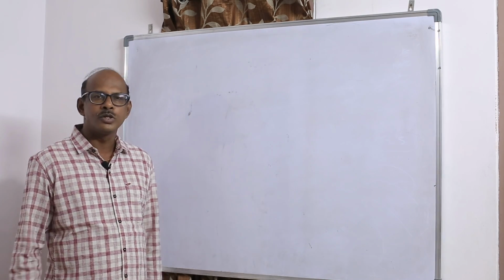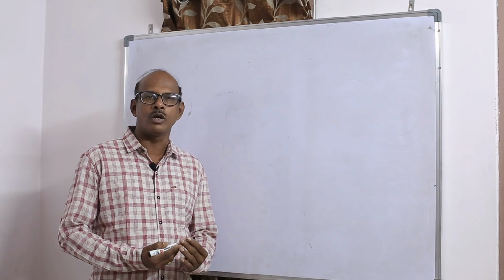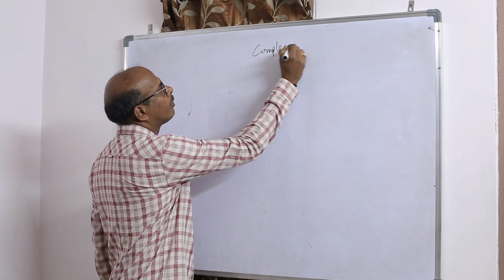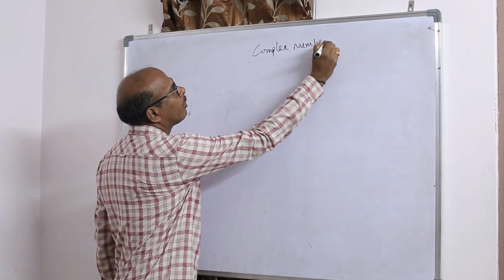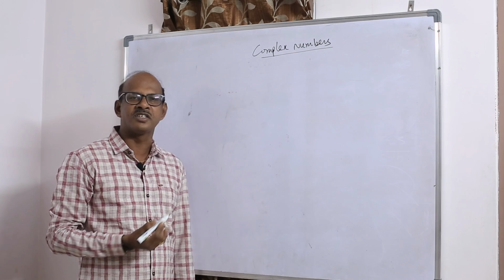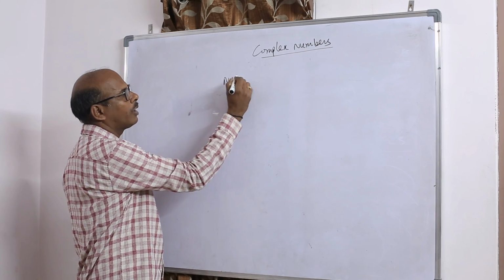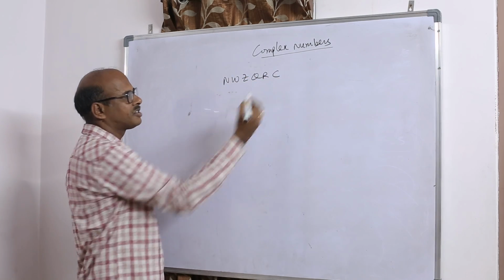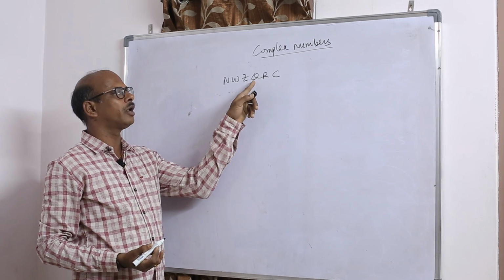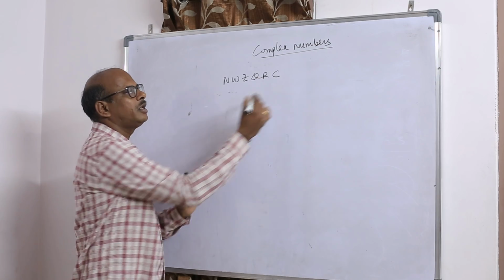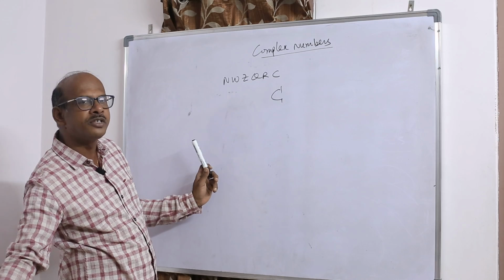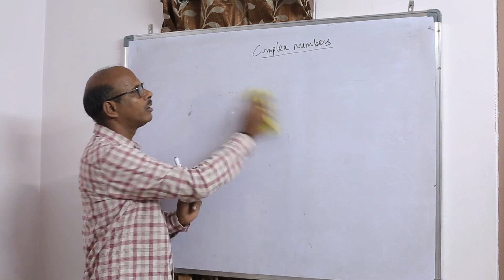My dear students, today I am going to start a topic in algebra, complex numbers. First, I want to introduce a number system. N, W, Z, Q, R, C. N is natural number, W whole number, Z integer, and Q rational, R real. C is our number system, the supreme number system, called complex number.